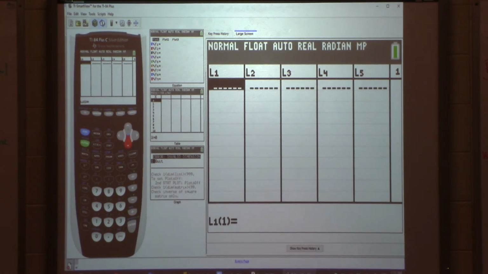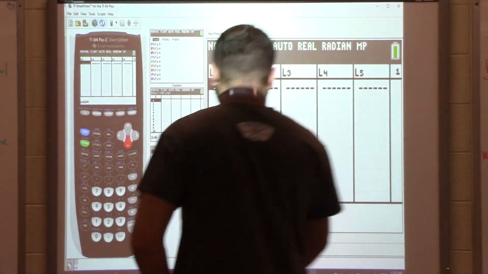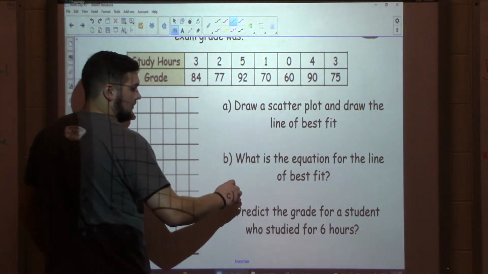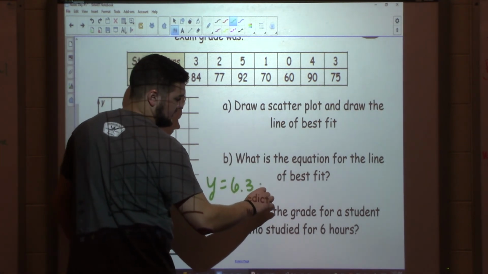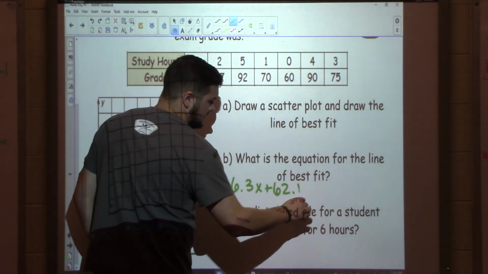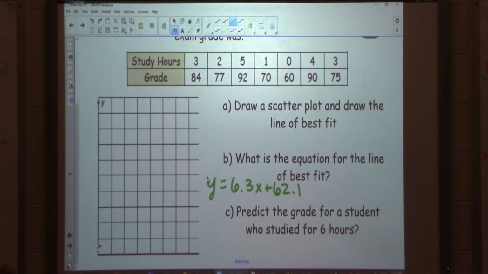Alright, hey guys, did you do it? What'd you get? Y equals 6.3x plus 62.1. Y equals what? 6.3x plus 62.1. Okay, did you all get that? Or if you rounded to 2 decimal places, you might get something a little different. Yes or no? If you put it in your calculator, did you get that?